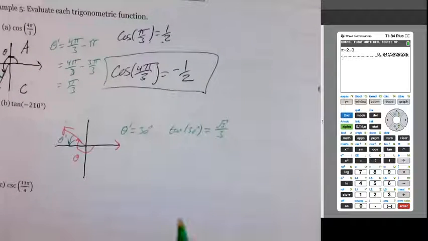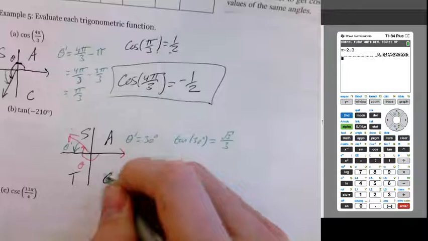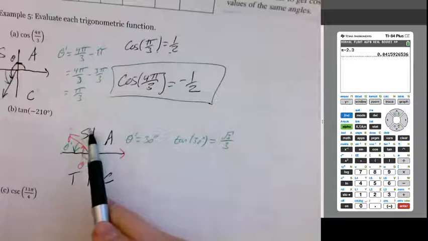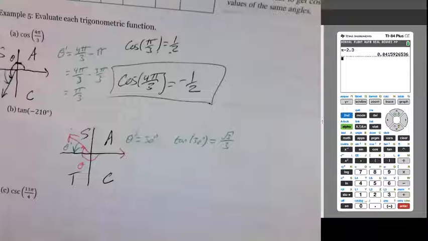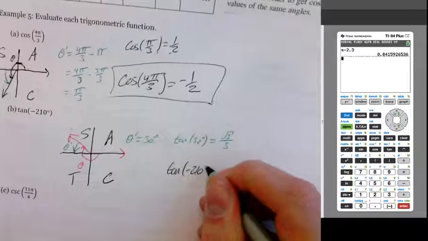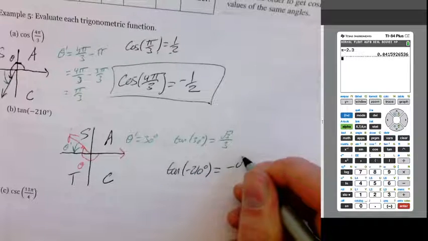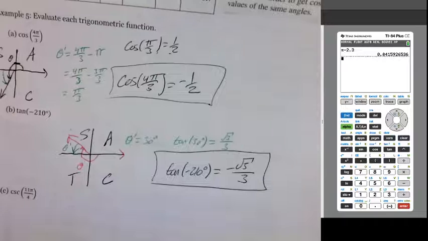And now, what quadrant are we in? All students take calculus. We're in the second quadrant. The only thing positive here should be sine, and since we're evaluating tangent, our final answer is going to be negative. Tangent of negative 210 degrees is actually negative root 3 over 3. Okay?